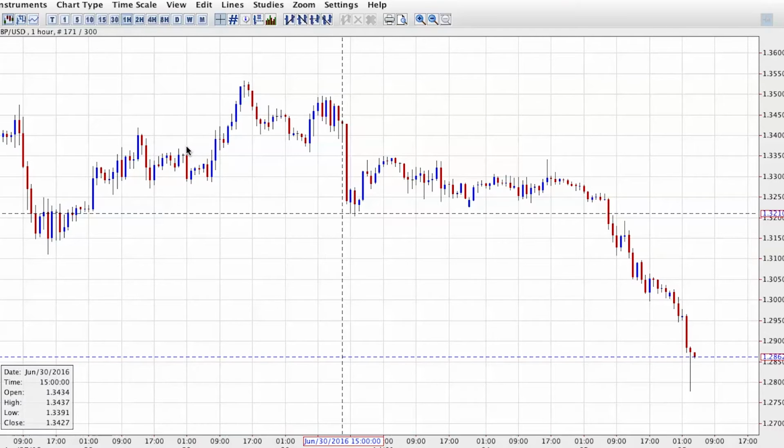Today I'll be taking a look at the pound against the US dollar. I'll be having a look at the key drivers in this currency pair, both fundamental and also technical.